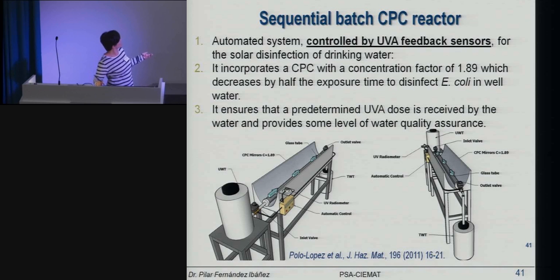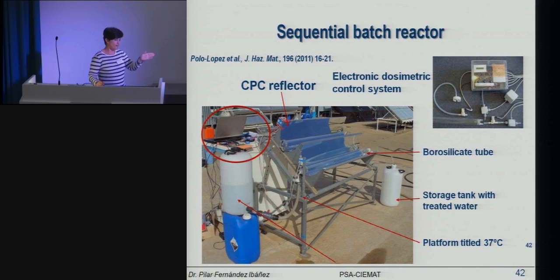Here is the system, how we test it. We have a very cheap UV sensor to open two valves that were also cheap, and the system was circulated just by gravity from one tank to the other tank. And here we compare the disinfection behavior using a CPC 1 and the CPC 1.9.